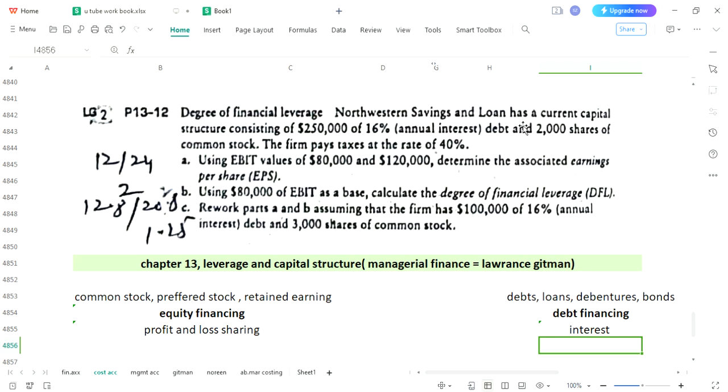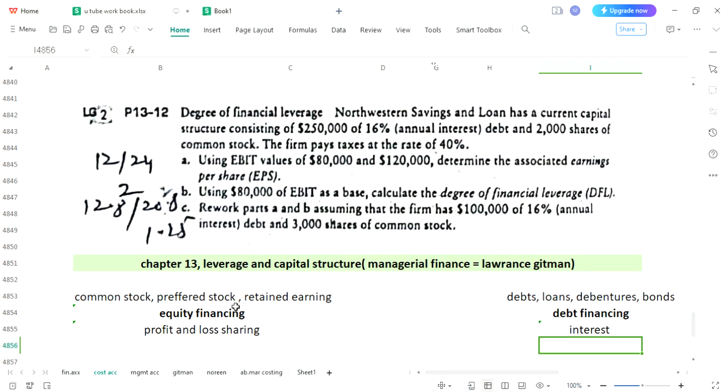The name of the company is Loan Savings and Loan, which has a current capital structure. So there are only two types of capital: 250,000 of 6% annual interest debt. Like you have seen, there were two shapes of capital structure, equity financing and debt financing. Right now we have taken a loan, which means this organization is running on debt financing. 250,000 is your loan, and 2000 shares of common stock.